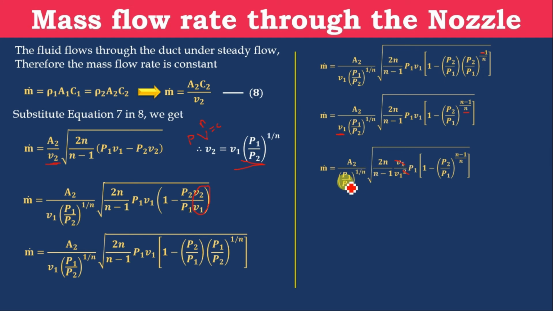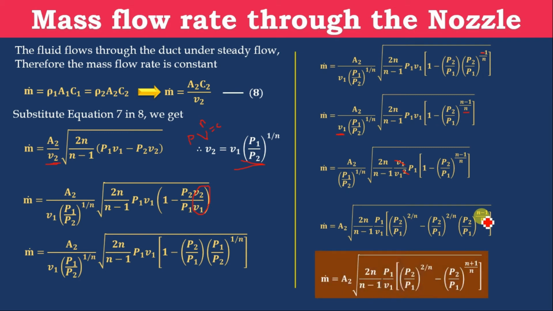Once it comes inside, this becomes p2 divided by p1 whole power 2, because it's going inside the root, right? 2 divided by n. So multiply a2 root of 2n divided by n minus 1 p1 v1 into 1 minus p2 divided by p1 whole power 2 divided by n, because it's in the denominator we bring it to the numerator, minus p2 divided by p1 whole power 2 divided by n into p2 divided by p1 whole power n minus 1 divided by n. Again we add both: plus 2 minus 1 becomes n plus 1 divided by n. That's the only change in the next equation.